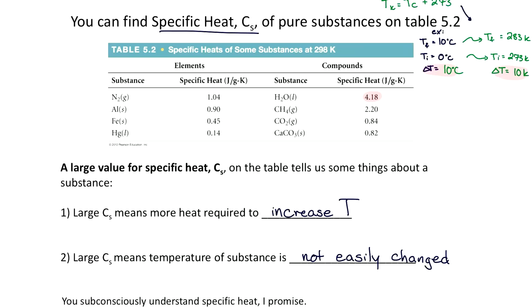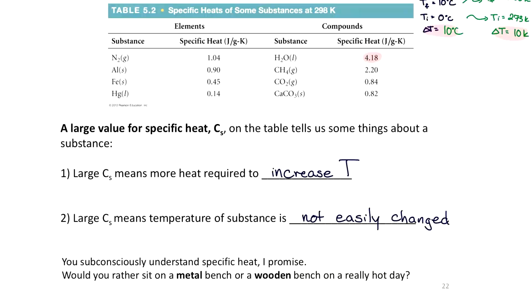I promise you actually understand the relevance and these magnitudes of specific heats. Pretend it's a really hot day and we're all going hiking and we finally get to a break where we can take a rest, and you have the option. It's a hot day, it's really sunny. You have the option to sit on a wooden bench or a metal bench. Which one do you sit on? Wooden. Why does everyone say wooden? It's probably not as hot.